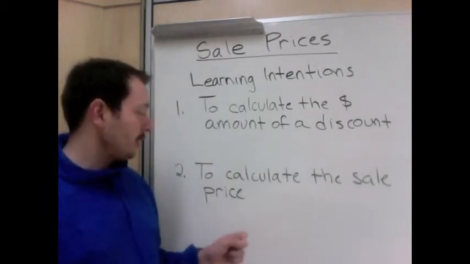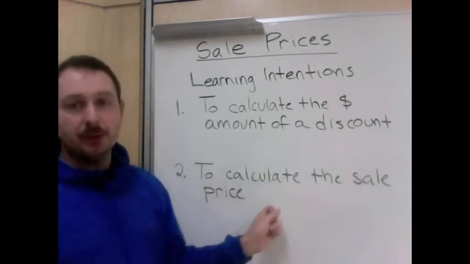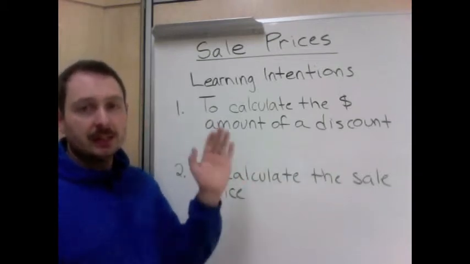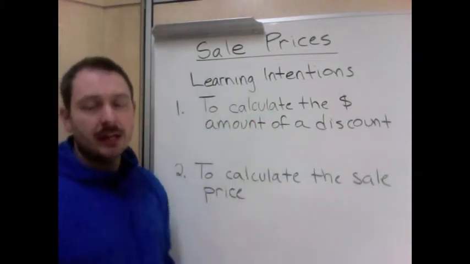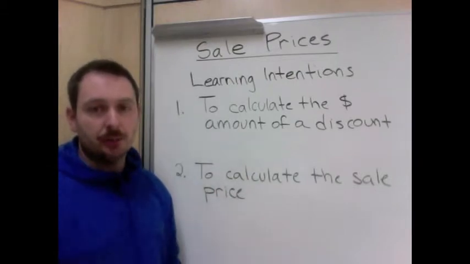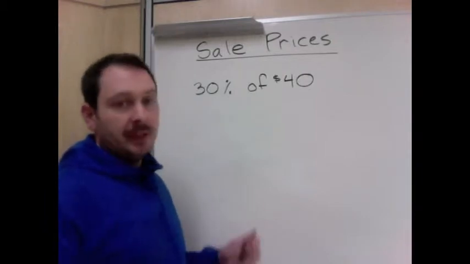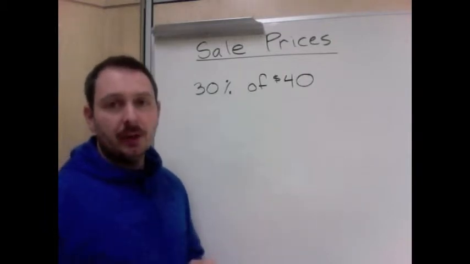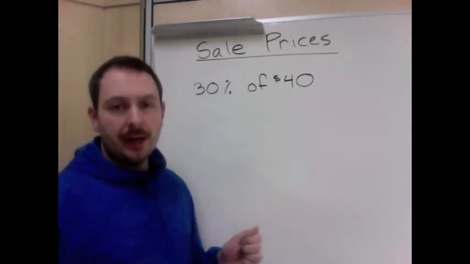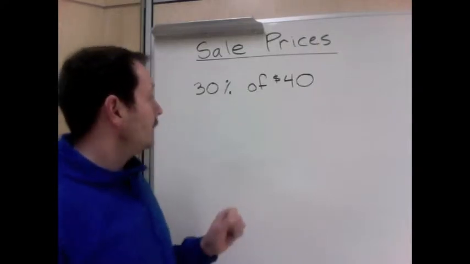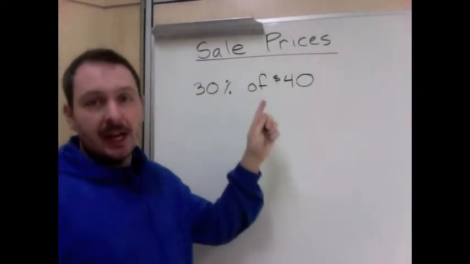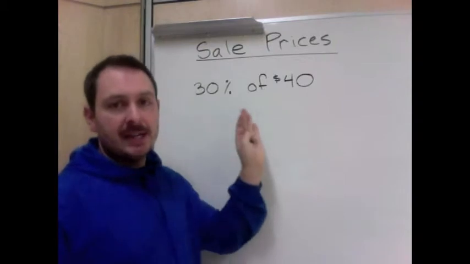The second way we're going to use this today is to calculate the sale price. So if you know something is 20% off, how much is the discount, and then how much is the new price? Before we look at an example today, I'm just going to show you something that we've worked on in video 4 and video 5. And this is finding 30% of a number, or a percent of a number.